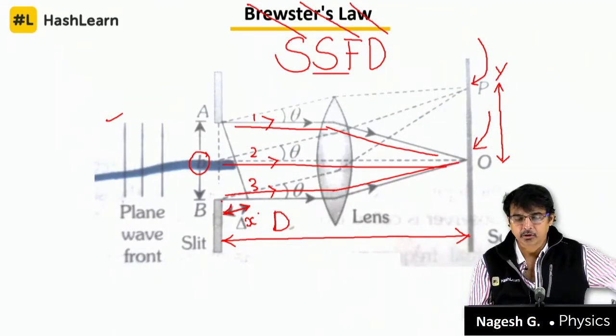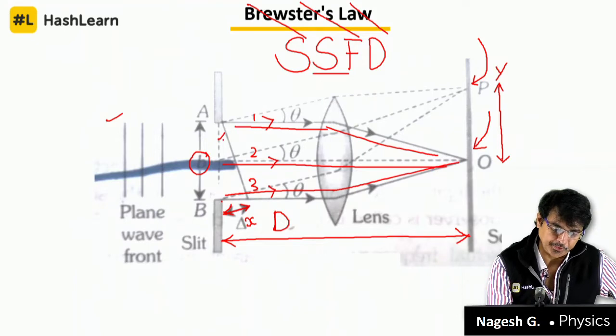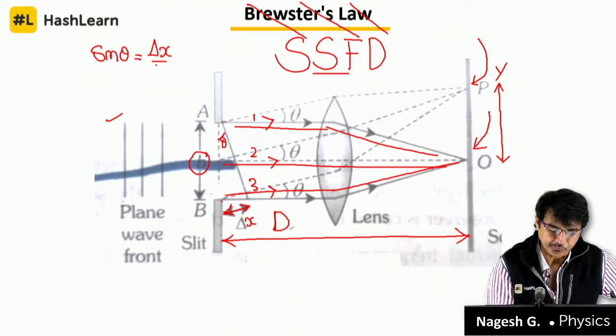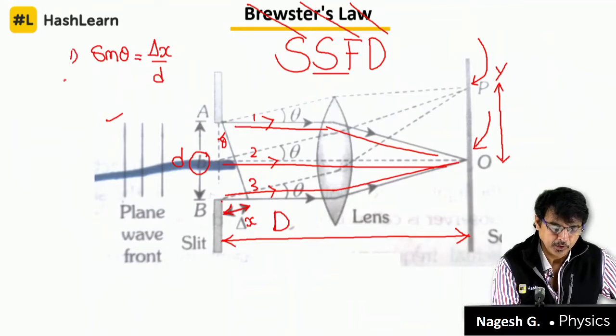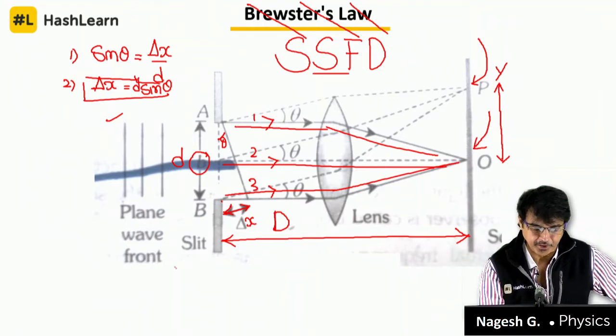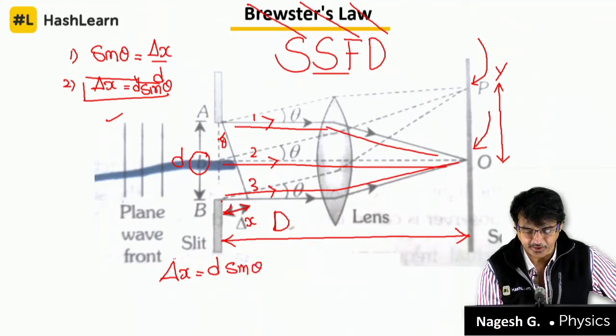So in this I am giving a few mathematical equations which will make you comfortable. This angle is equal to theta. In interference also I have given sin theta is equal to delta x by slit width. Here the slit width I am again giving as small d, only to avoid confusion. So sin theta is delta x by d, then delta x is equal to d sin theta, where delta x is the path difference between the waves meeting at the point P.